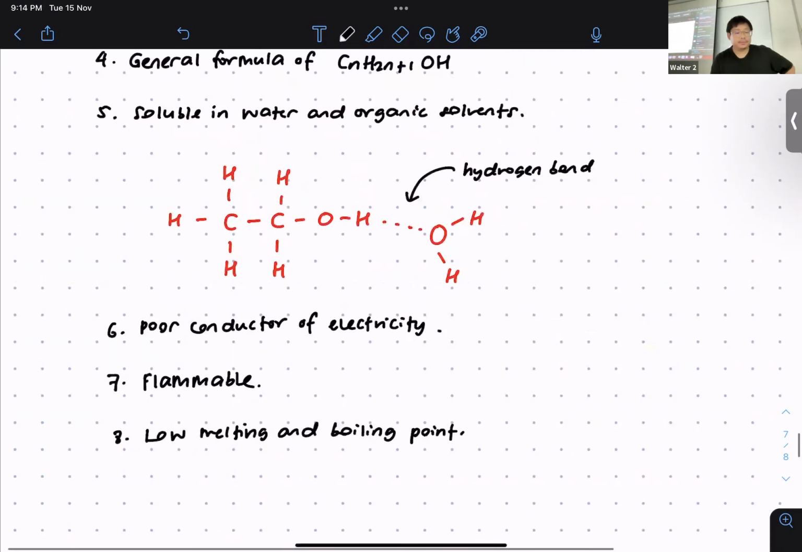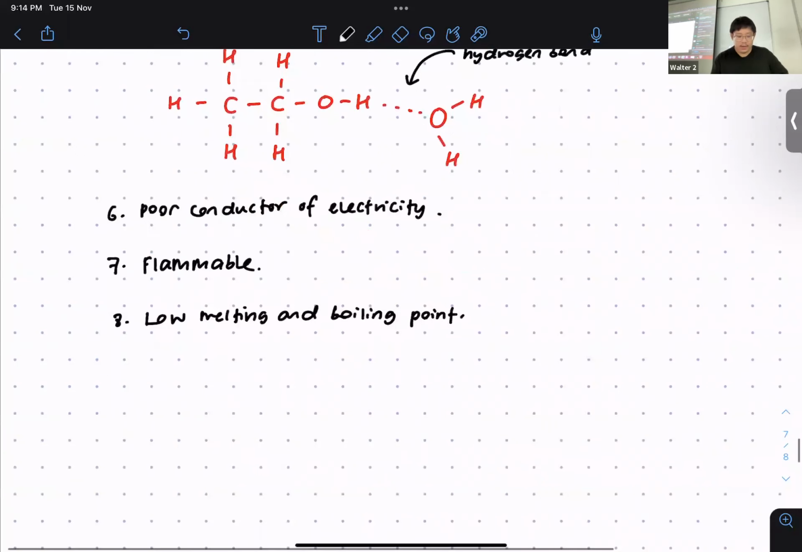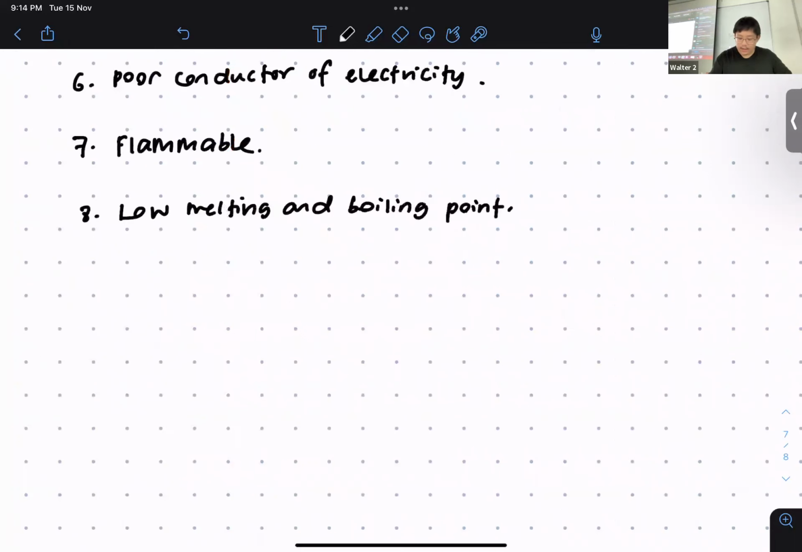Now, before we move on to the chemical properties of alcohol, we also have to know how to prepare alcohol, especially ethanol. So the next one I'm going to explain to you will be the preparation of ethanol. There are two ways to make alcohol.